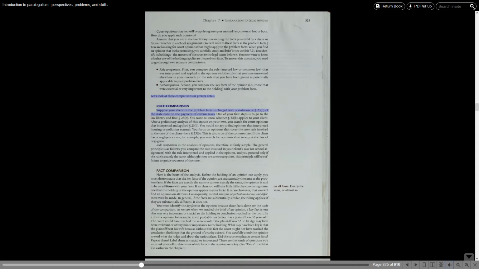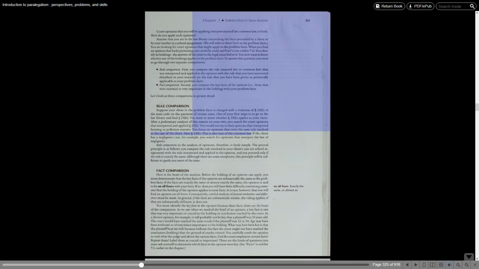Rule comparison. Suppose your client, in the problem facts, is charged with a violation of 23b of the state code on the payment of certain taxes. One of your first steps is to go to the law library and find 23b. You want to know whether 23b applies to your client. After a preliminary analysis of this statute on your own, you search for court opinions that interpreted and applied 23b. You would not try to find opinions that interpreted housing or pollution statutes. You focus on opinions that cover the same rule involved in the case of the client, here 23b.